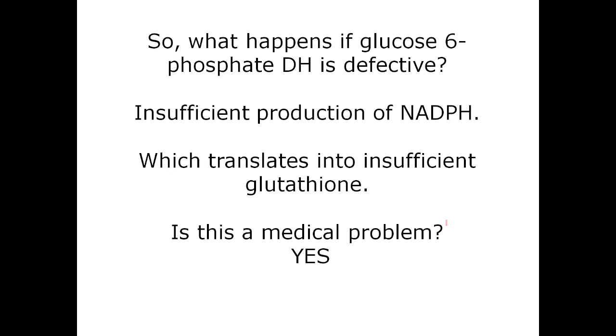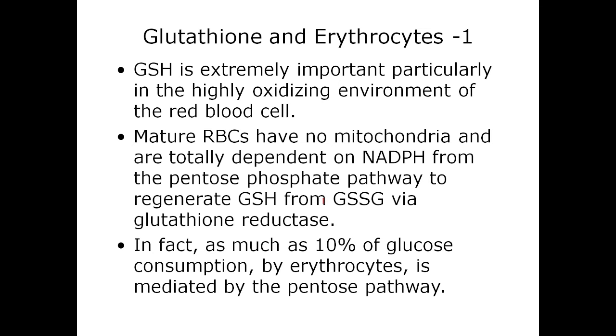So what happens if glucose 6 phosphate dehydrogenase is defective or insufficient? Glucose 6 phosphate dehydrogenase is the first enzyme of the pentose phosphate pathway. If that is defective, then we will have less NADPH production, which translates into insufficient glutathione. So is it a medical problem? Yes. We already saw glutathione is important in preventing oxidative damage and preventing cell death. So it may have an effect.